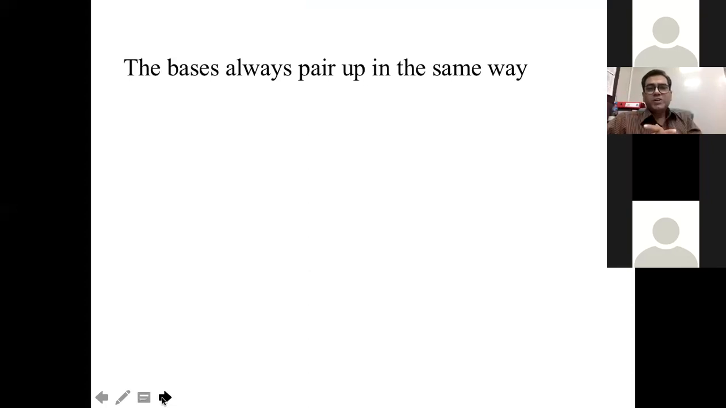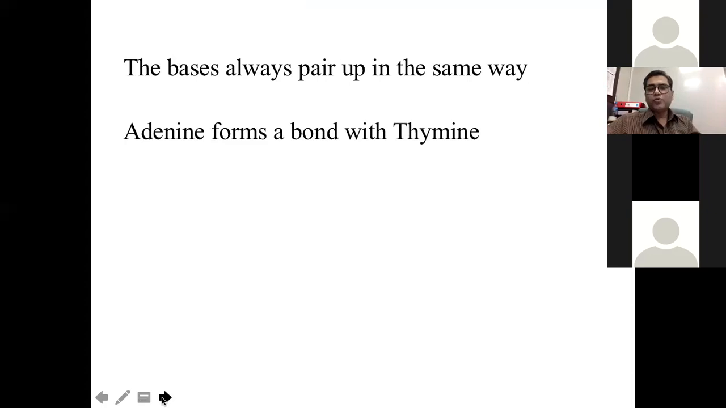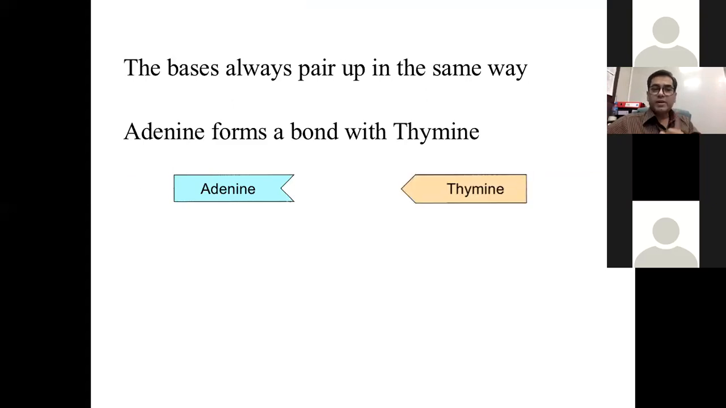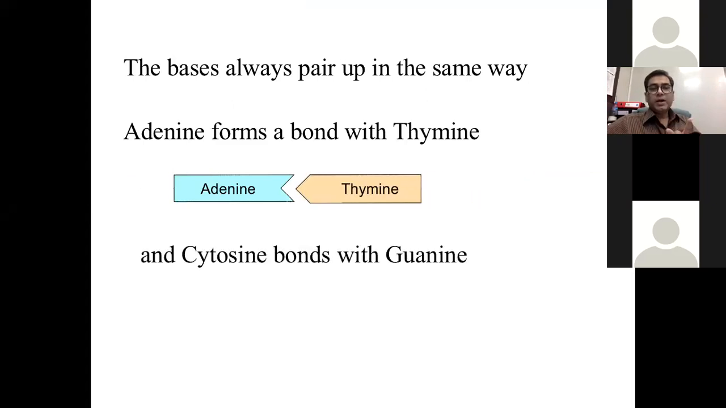The bases always pair up in the same way. These are complementary to each other. So when I say these are complementary, that means adenine will always bond with thymine. It can never bond with cytosine. Adenine is complementary to thymine, and cytosine bonds with guanine. It will never bond with adenine.